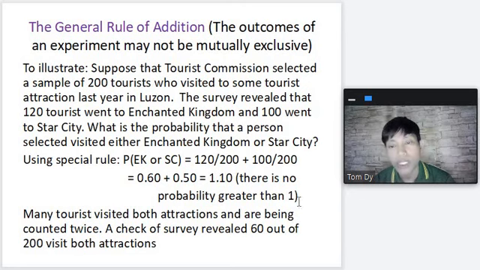There is no probability greater than 1. Take note, our probability ranges from 0 to 1. Since this is 1.1, there is no probability equal to this. It happens that many tourists visited both attractions and are being counted twice. A check of the survey revealed that 60 out of 200 visited both attractions. In other words, of the 120 tourists for Enchanted Kingdom and 100 for Star City, there are 60 tourists who visited both Enchanted Kingdom and Star City.